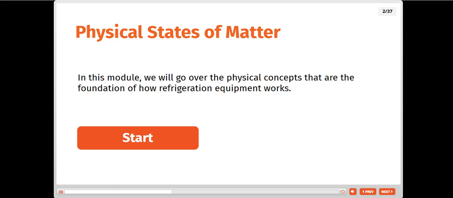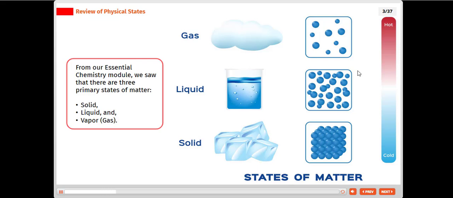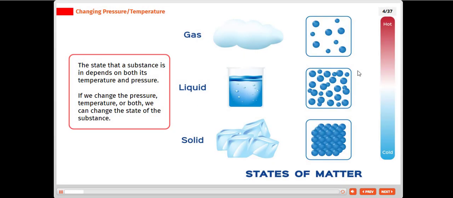In this module, we will go over the physical concepts that are the foundation of how refrigeration equipment works. From our essential chemistry module, we saw that there are three primary states of matter: solid, liquid, and vapor, gas. The state that a substance is in depends on both its temperature and pressure. If we change the pressure, temperature, or both, we can change the state of the substance.